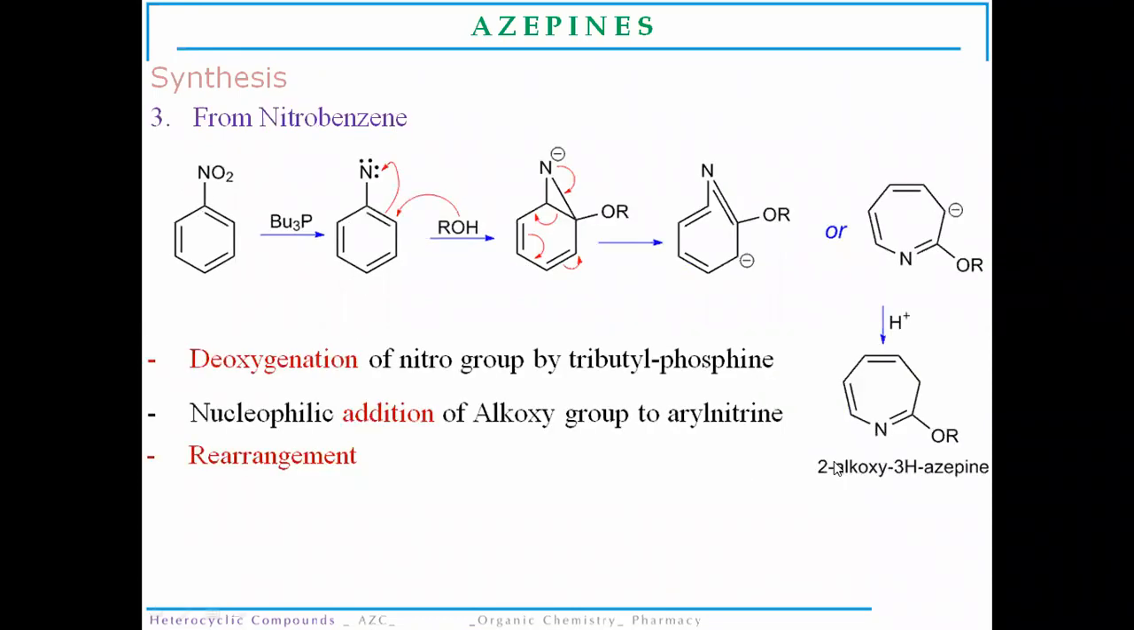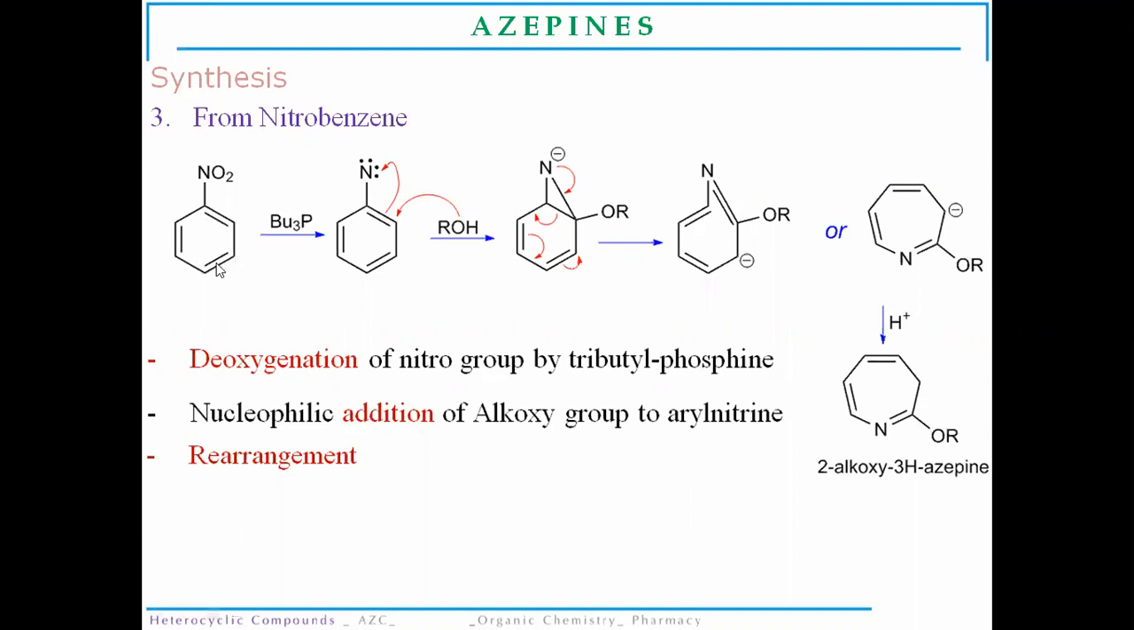So whenever there is formation and synthesis of an azepine molecule, it is finally isomerized into a stable product, that is 3H-azepine. Now the next synthesis method of azepine molecule is from nitrobenzene. An interesting synthesis of 2-alkoxy 3H-azepine has been accomplished from nitrobenzene. So this 2-alkoxy azepine molecule we are synthesizing from nitrobenzene by its deoxygenation with tributyl phosphine.